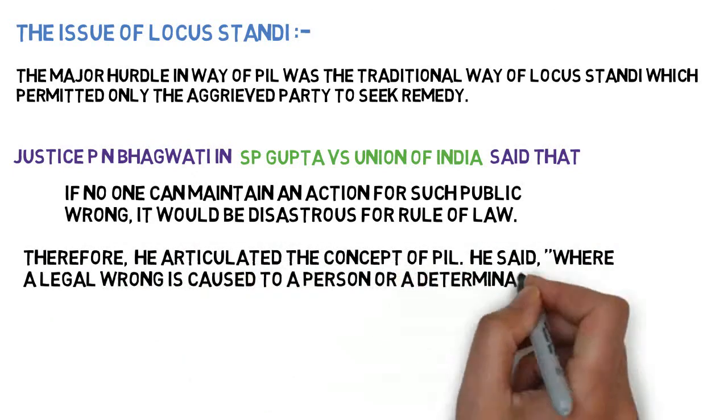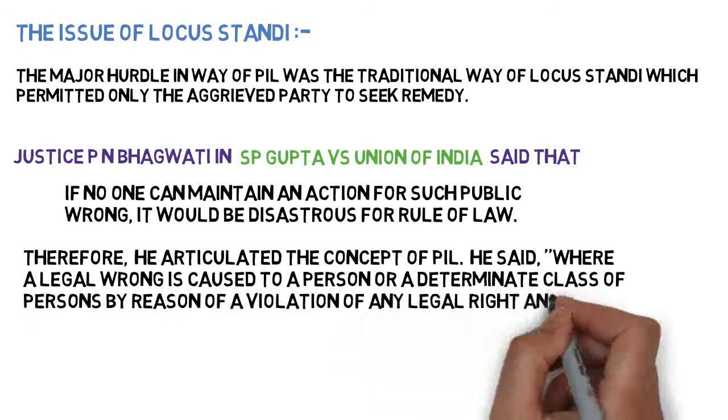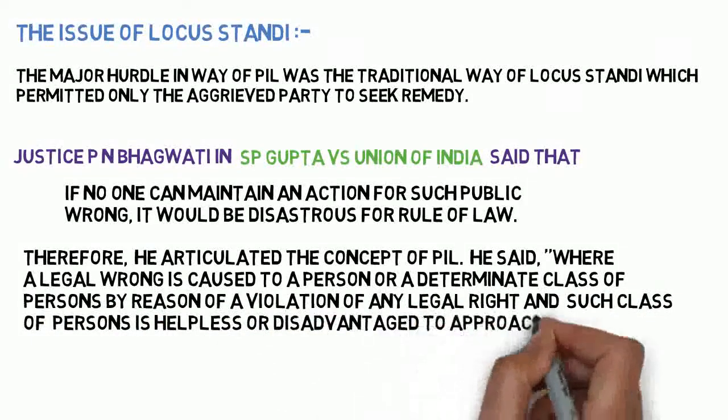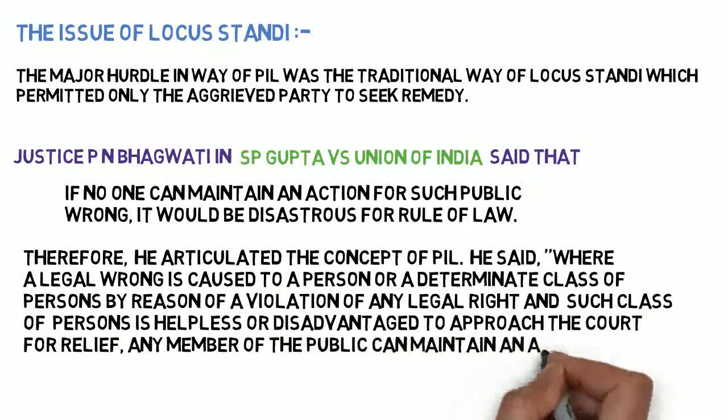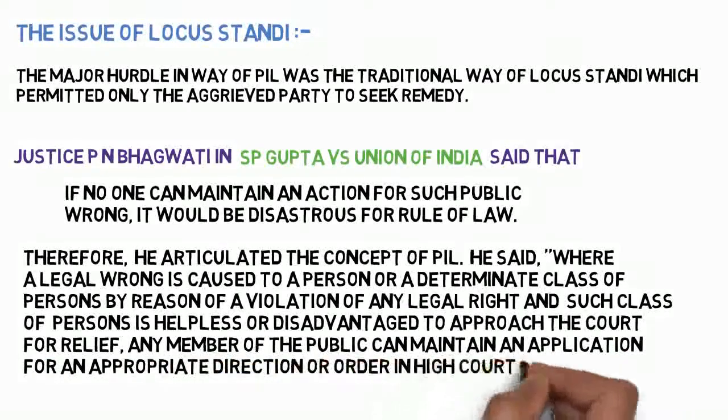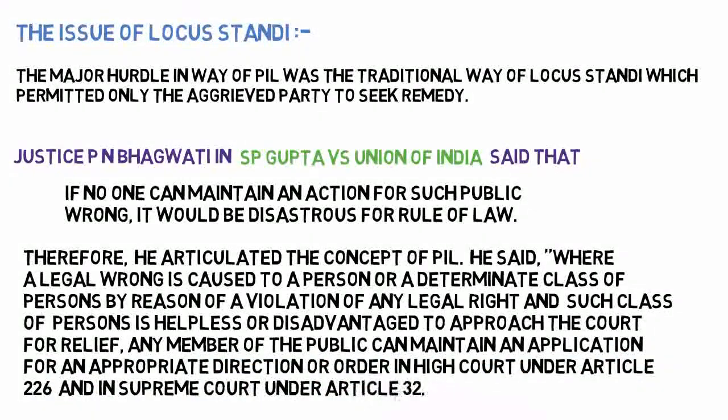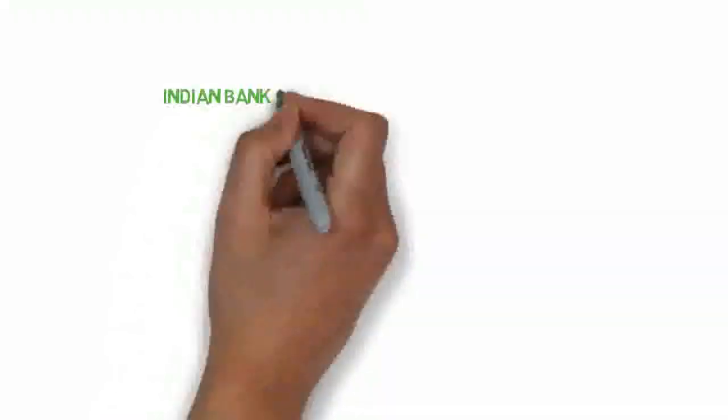He said, where a legal wrong is caused to a person or a determinate class of persons by reason of violation of a legal right, and such class is helpless or disadvantaged to approach the court for relief, any member of the public can maintain an application for an appropriate direction or order in High Court under Article 226 and in Supreme Court under Article 32.